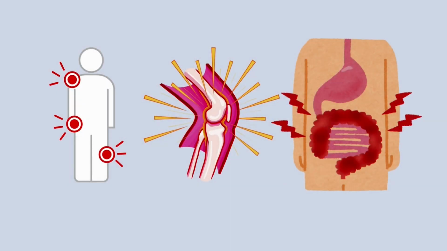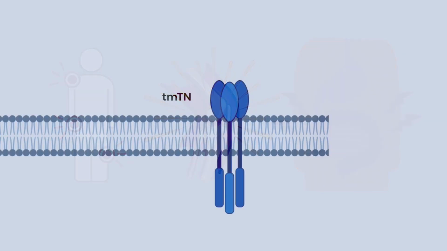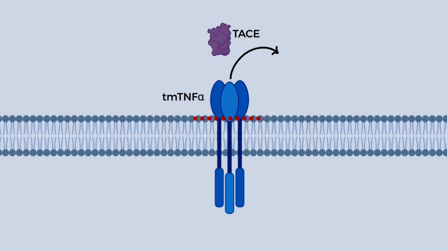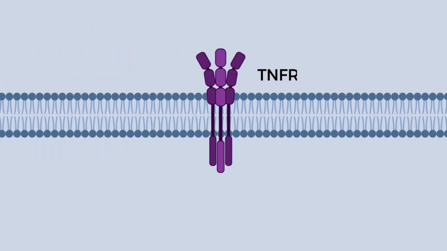Chronic inflammation is caused when there is excess activation of TNF alpha. When immune cells are activated, TNF alpha is produced. Initially, TNF alpha is in a transmembrane form which gets cleaved by the enzyme TACE, which converts it to its soluble form. Soluble TNF alpha primarily binds to the receptor TNFR1, which alters its conformation to activate it.